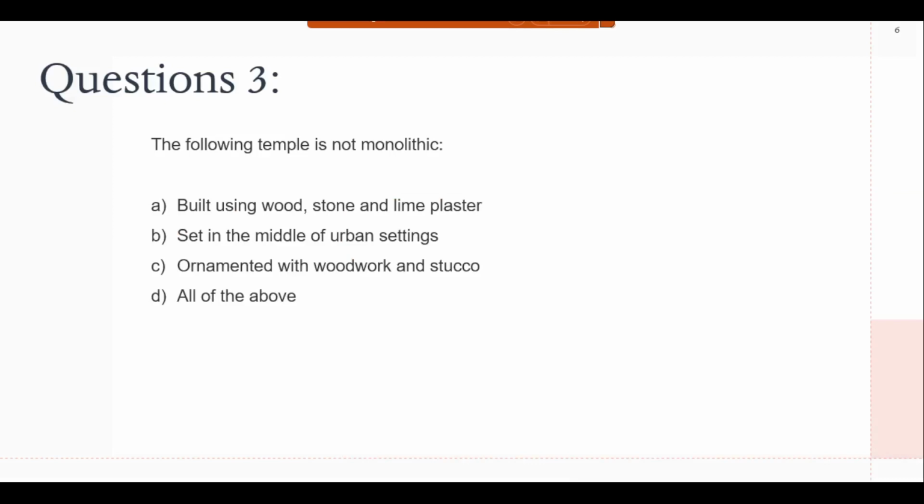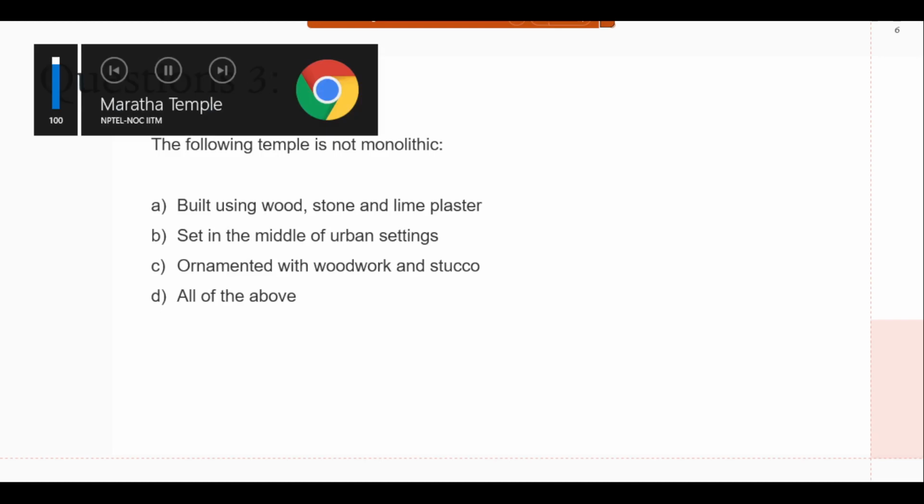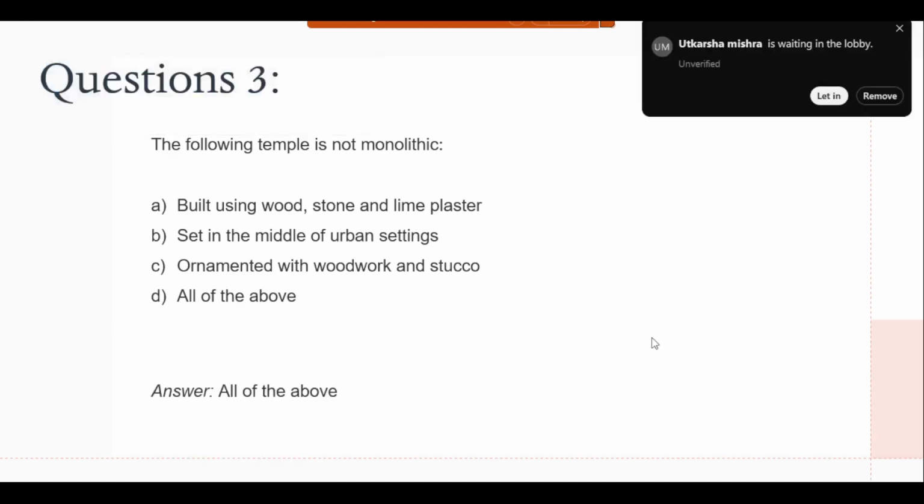Coming to the third question: the following temple is not monolithic. Which temple is not monolithic? The one which is built using wood, stone, or lime plaster, or the one which is set in the middle of urban settings, or the one which is ornamented with woodwork and stucco work, or all of the above? The question is, which of the following is not monolithic? The answer is all of the above.